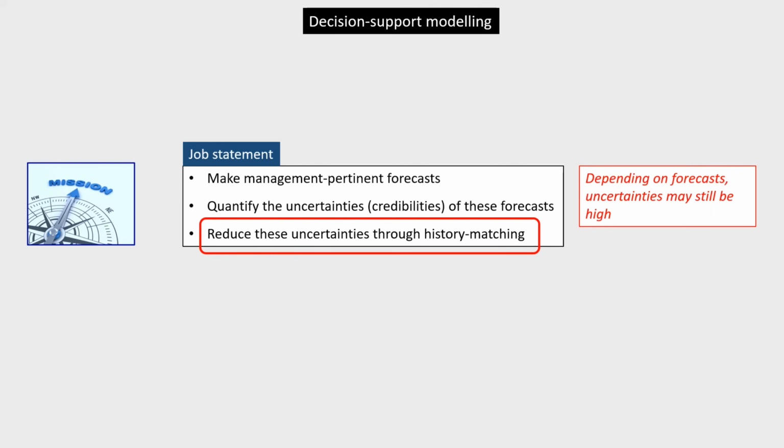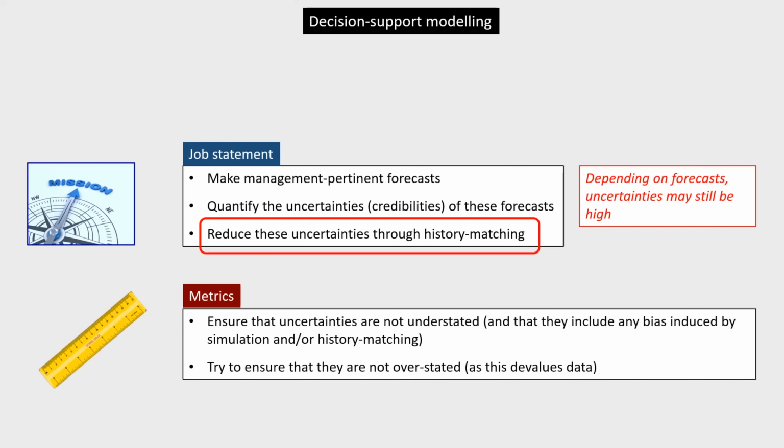Now, the uncertainties could still be high, but my task is to reduce those uncertainties as much as I can, as much as available data allows, and I do this through assimilating information from data that I have available. For some predictions, this will reduce the uncertainties considerably. For other predictions, maybe not so much. It depends on the information content of available data. So that's my job statement.